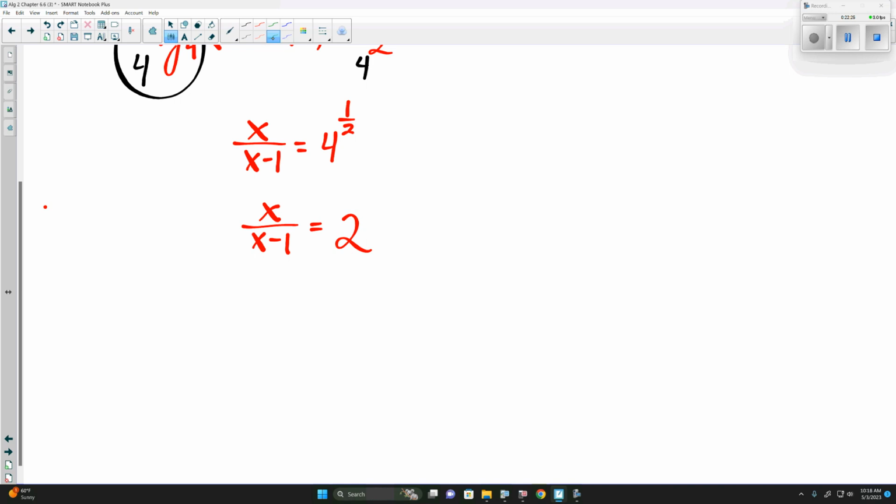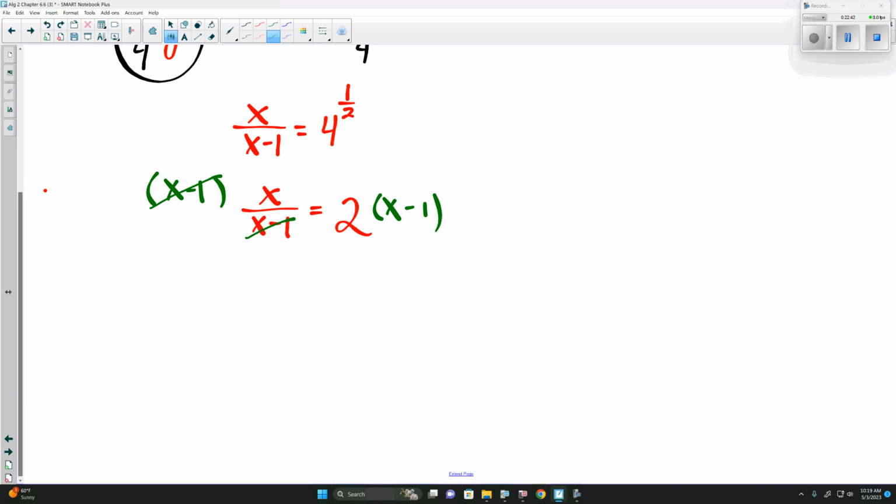At this point here, we're going to do something similar to the last one, but instead of multiplying both sides by 2, we're going to multiply both sides by what? X minus 1, because here the x minus 1 and x minus 1 will cancel, telling us x is equal to, here we can distribute 2 times x minus 1.